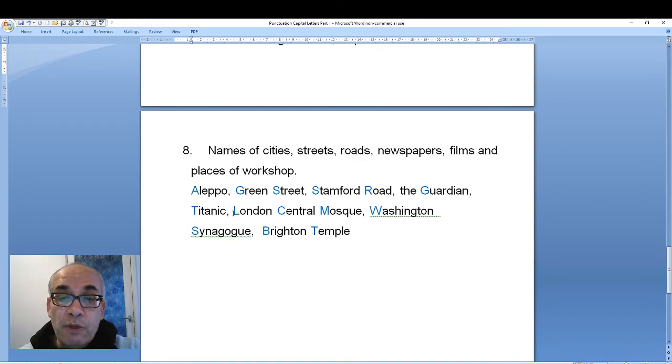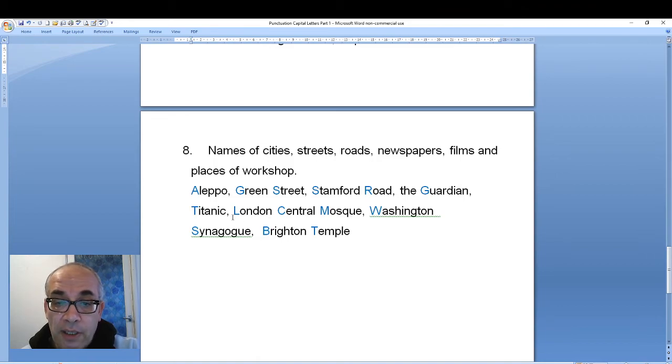Number 8, names of cities, streets, roads, newspapers, films, and places of worship. So Aleppo, capital A because it's the name of a city. Green Street, capital G, capital S because it's the name of a street. Stamford Road, capital S, capital R because this is the name of a road. The Guardian, capital G because this is the name of a newspaper. Titanic is capital T because this is the name of a film or maybe a ship.